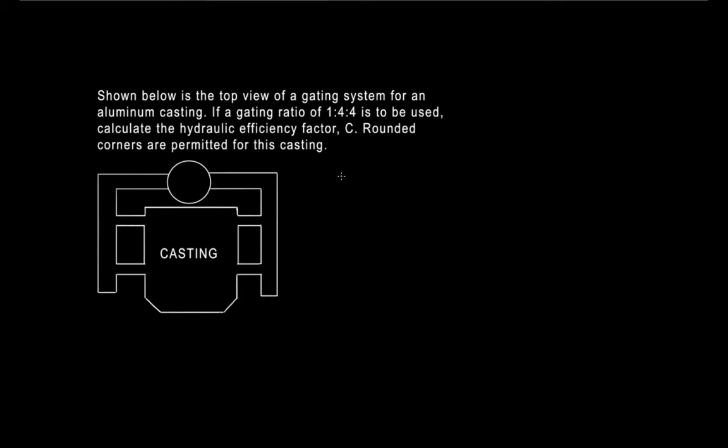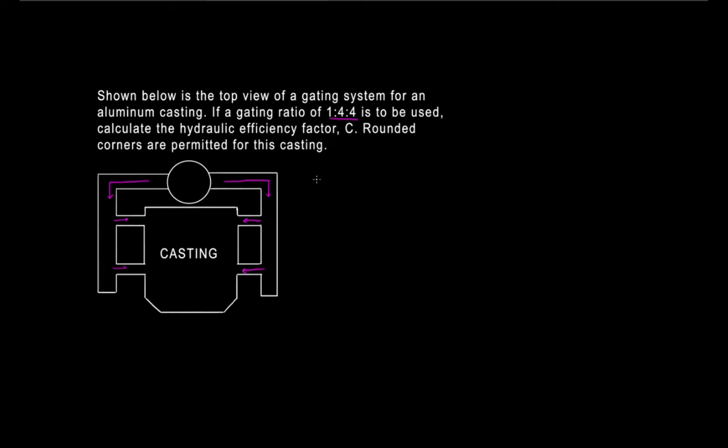So we have a gating ratio of 1 is to 4 is to 4. And we note that from this sprue, we have 2 runners, one runner going to this end and another runner going into this end. After that, each of the runners has 2 in-gates connected to them, giving us a total of 4 in-gates. So we have in-gate 1 here, in-gate 2, in-gate 3, and in-gate 4. Okay, so we know the gating ratio, it's 1 is to 4 is to 4.